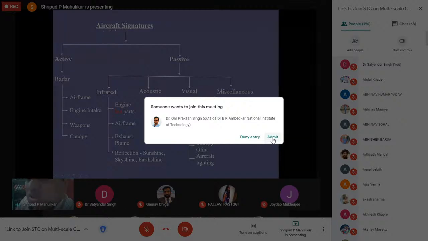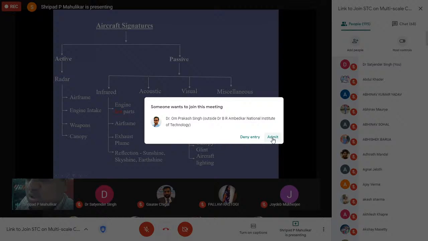So now we'll come to the more scientific, technical part. Aircraft signatures: what are the different types of aircraft signatures? The aircraft signatures can be classified into active and passive. These are the two major classifications. For active, the most popular example is radar.